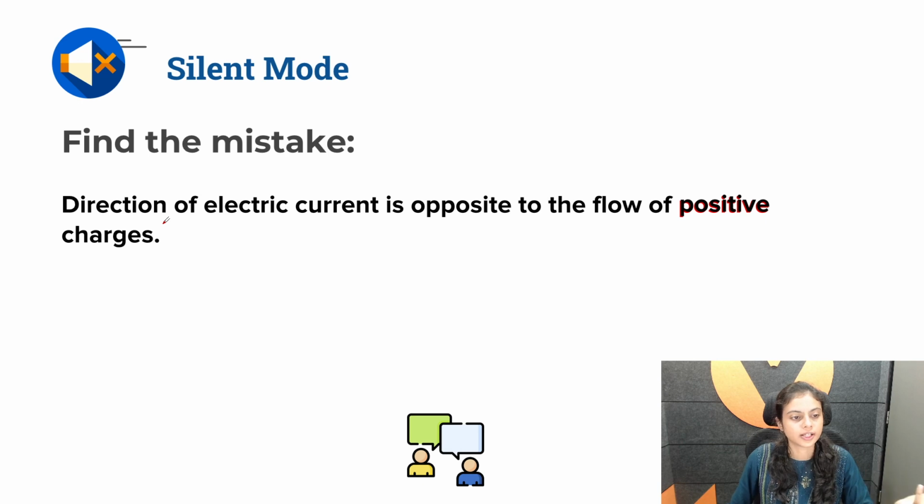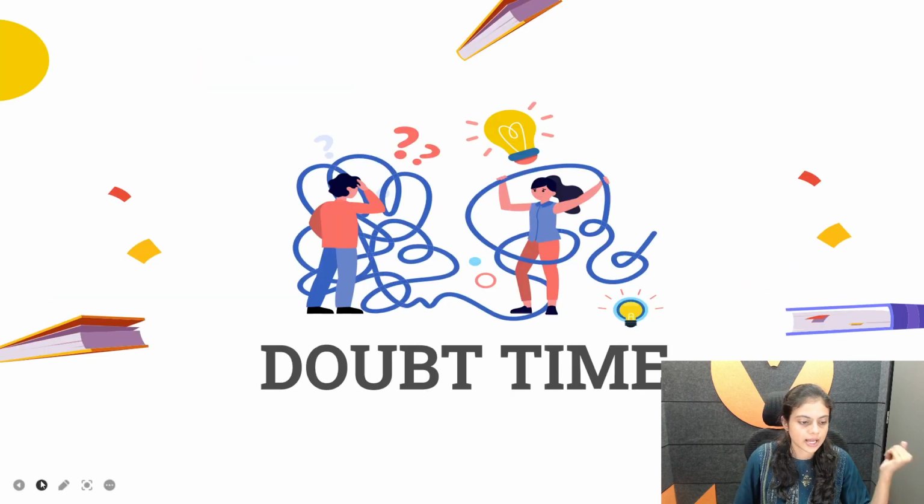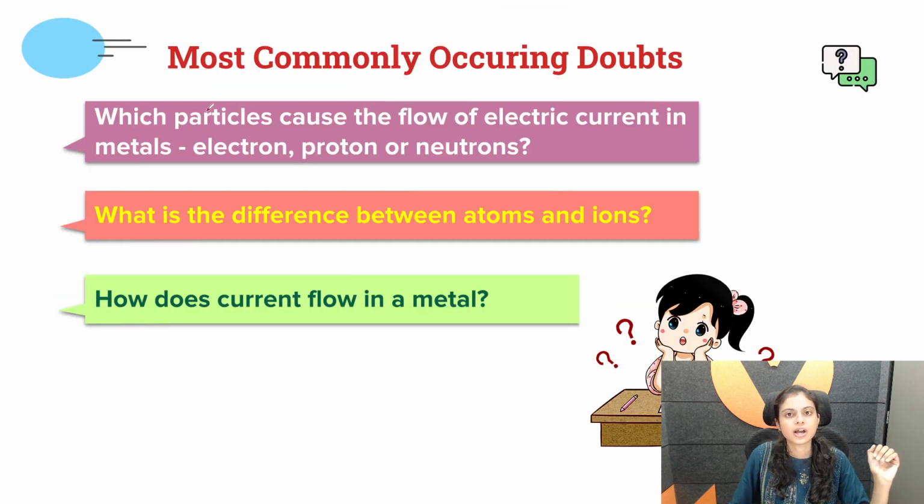Direction of current is opposite to the direction of positive charge. Is it right? Is it opposite to the direction of positive charge? No, it is opposite to the direction of negative charge, that is electron, and it is in the direction of positive charge. Yes, I told you I will ask the question. Okay, doubt time. So what doubts do you have? The most commonly occurring doubts I have collected, I will explain them.